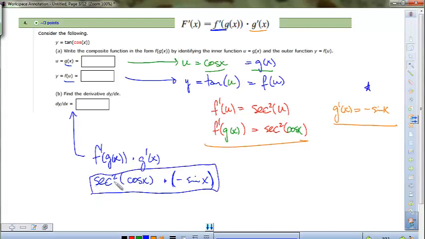So there might be some trick to simplify this, but we're not going to get into that right now. So let's just leave our answer like this. And remember, when you're doing derivatives, it's best to leave your answer in a simplified form, unless you need to go further with your derivatives.